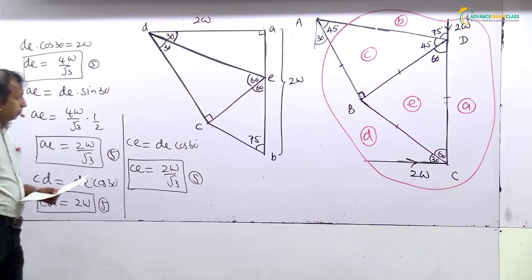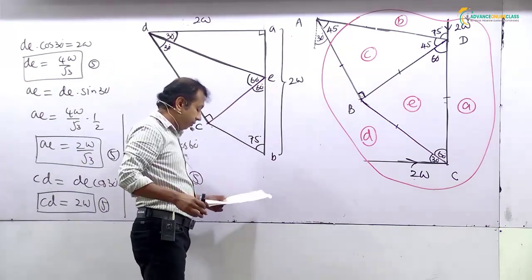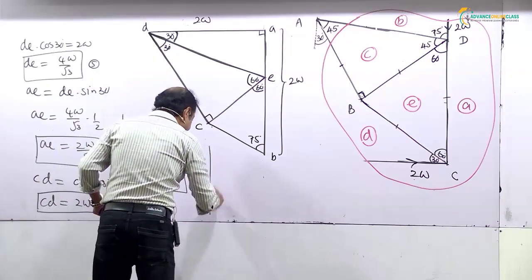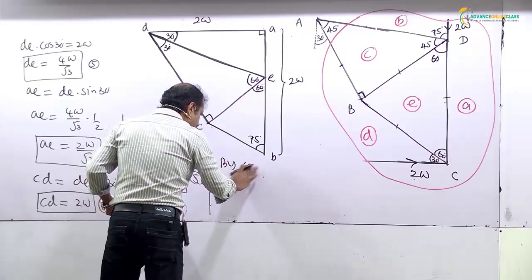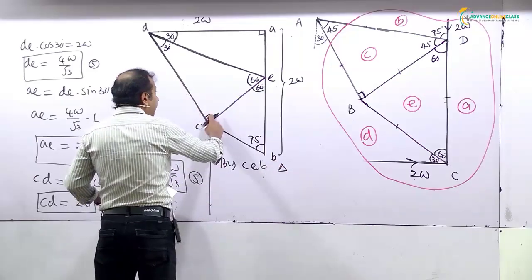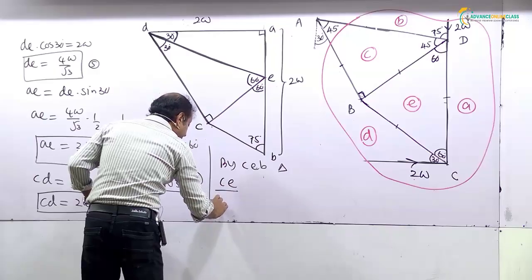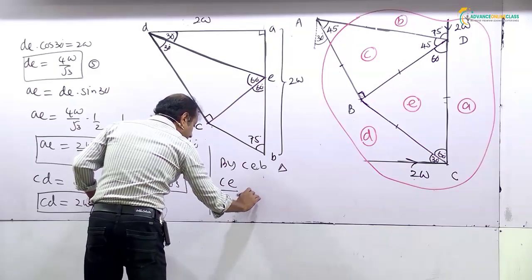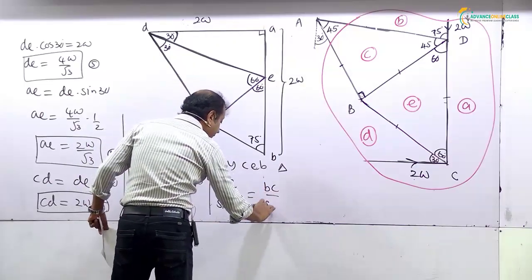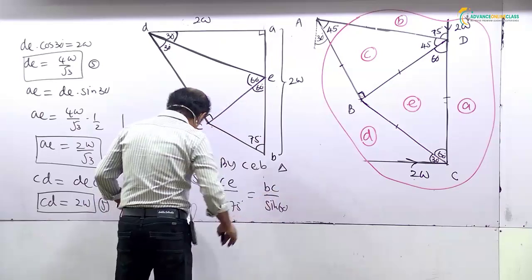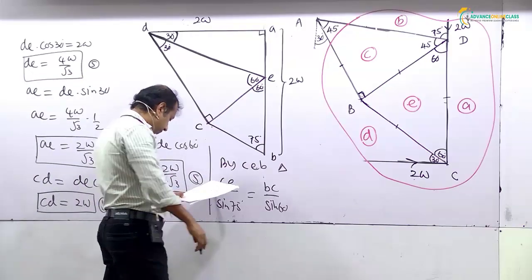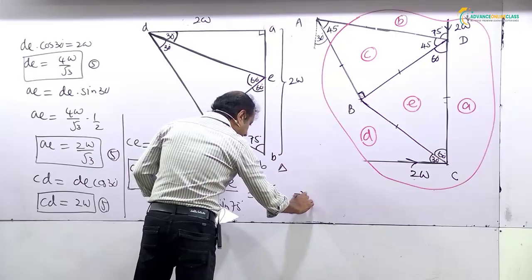Okay. Next one, by this CEB triangle, we can apply the sine rule. CE divided by sine 75 equals BC divided by sine 60. CE we know. Then BC we can make the subject. Okay. This gives us BC.